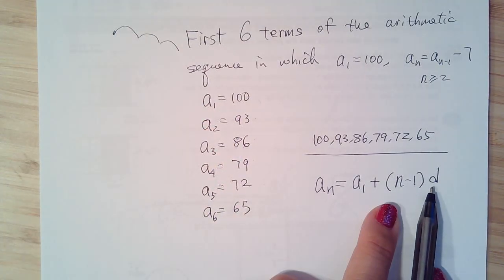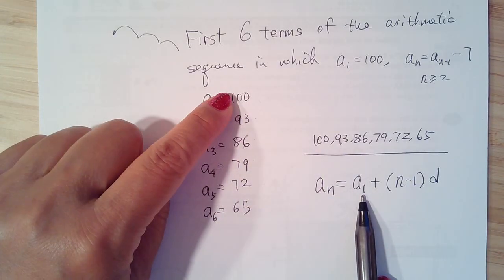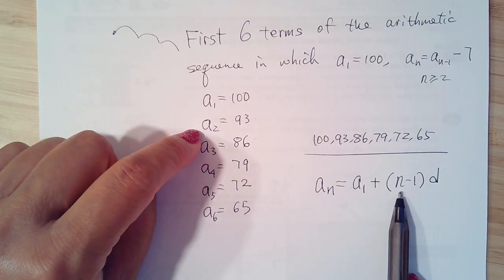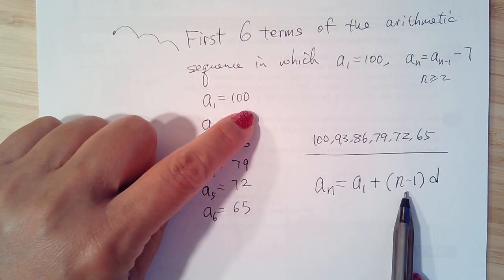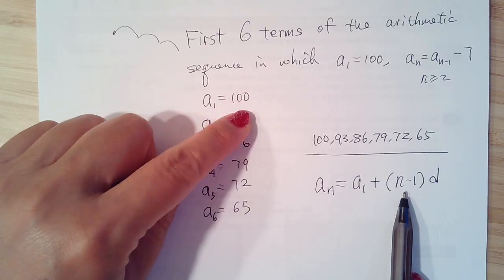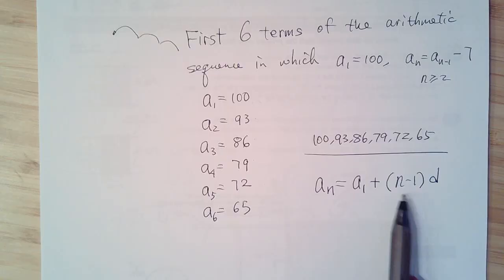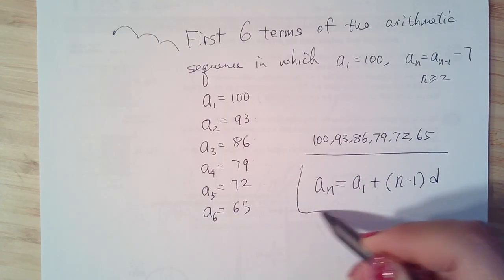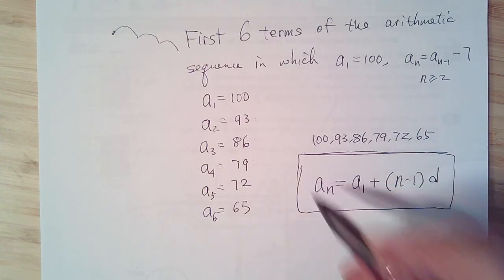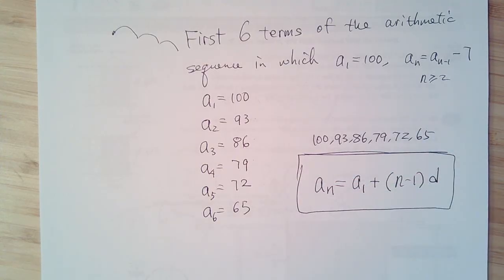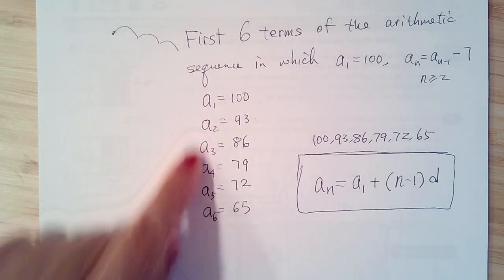But how many negative 7s do you have to add to your first term? For A2, you just reduce once. For A3, you reduce twice. For A4, you reduce 3 times. That's why you get N minus 1. So this is a very important formula. You might want to put this in your notes somewhere so you won't forget.